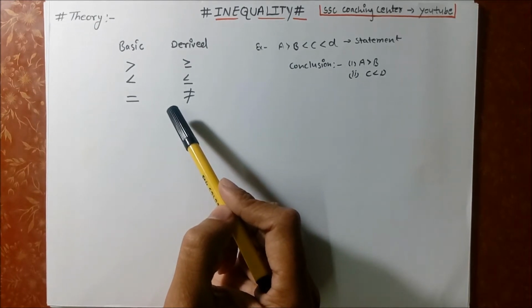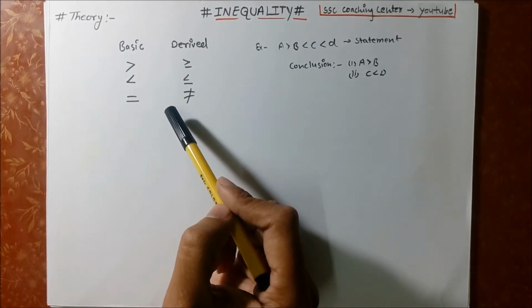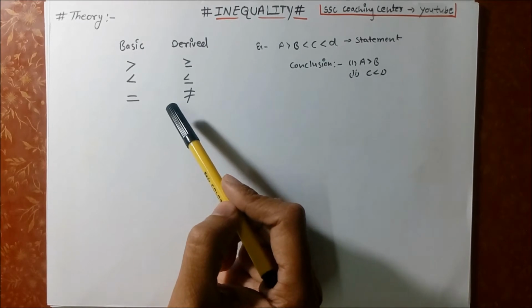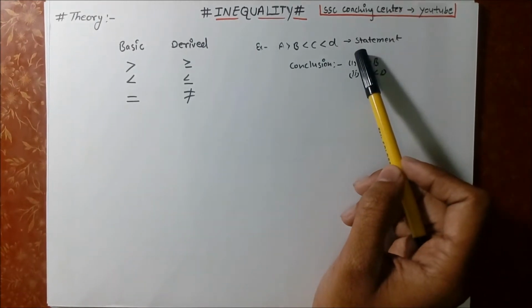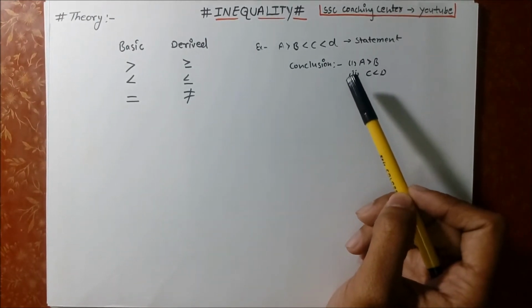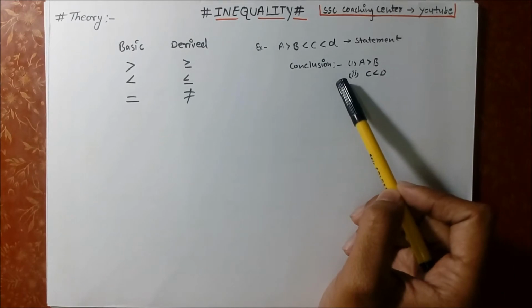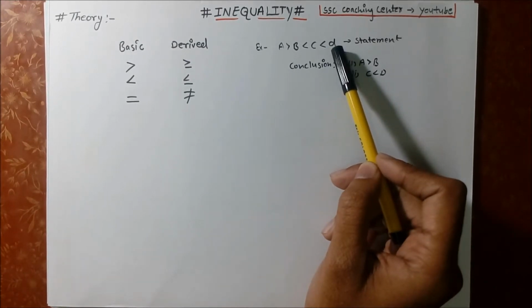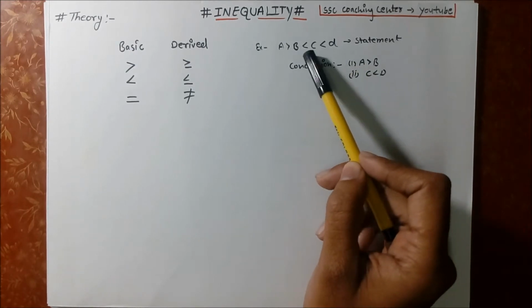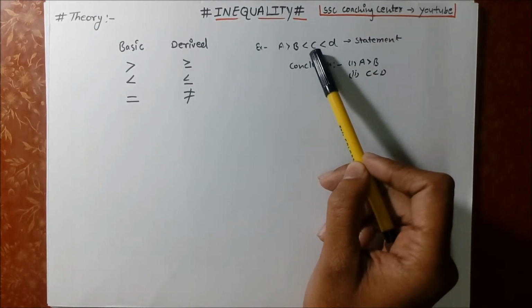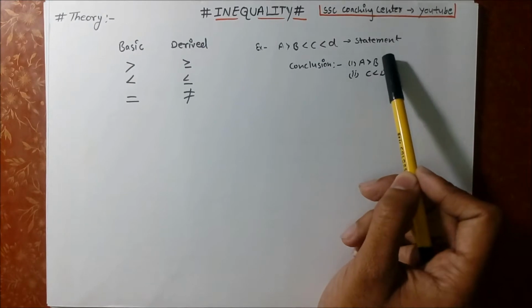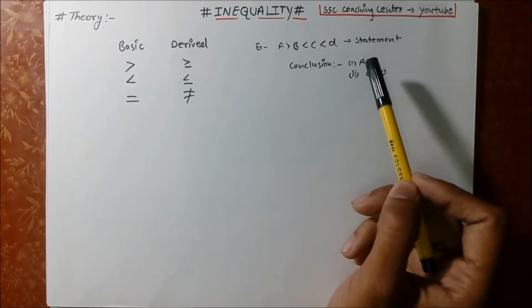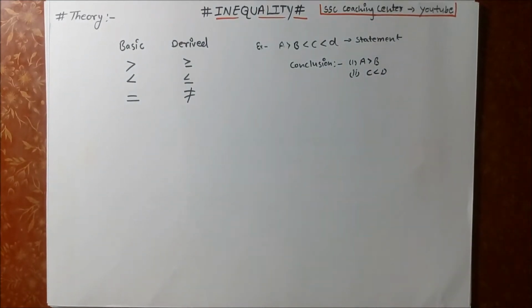Now in inequalities, they will give you a question in the form of a statement, right? On the basis of this statement, they will give you some conclusions, right? In the statement, they will give you the relation between some variables in the form of signs like this, and they will give you some conclusions. So we're going to discuss some strategy in this inequalities.